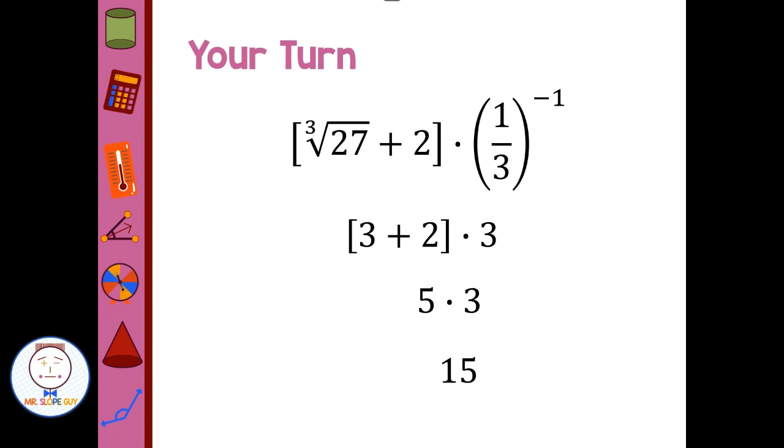And if you run into fractions, you want to do the whole order of operations on top, the whole order of operations on the bottom, and then lastly, divide your top number into the bottom number.